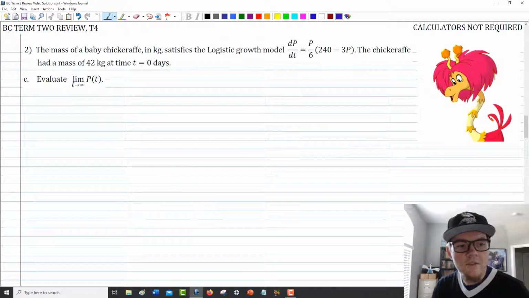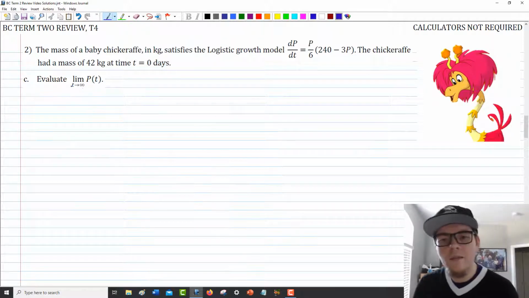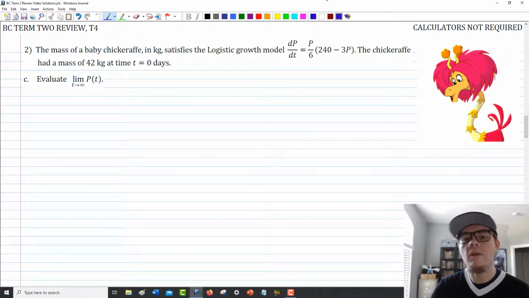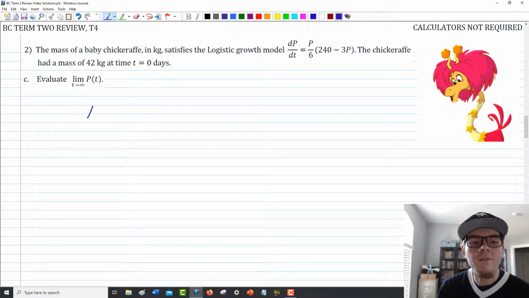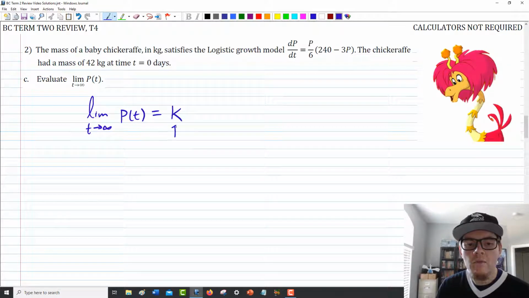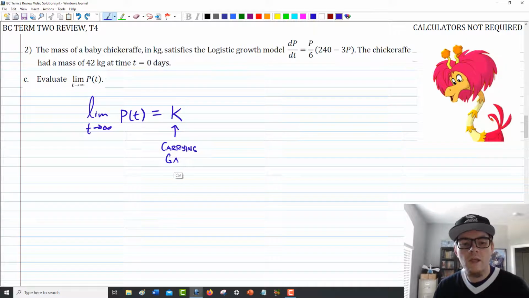For part C, it asks us to evaluate the limit as t approaches infinity of p of t. And naturally, if you're like me, or like I was when I first started teaching that, you go, oh man, I'm going to have to use partial fractions, we're going to have to solve all this stuff, but you do not have to. When you're asked for a population that grows according to logistic growth, what the limit is of the population, or in this case the mass, that's just equal to k, which we know as the carrying capacity.